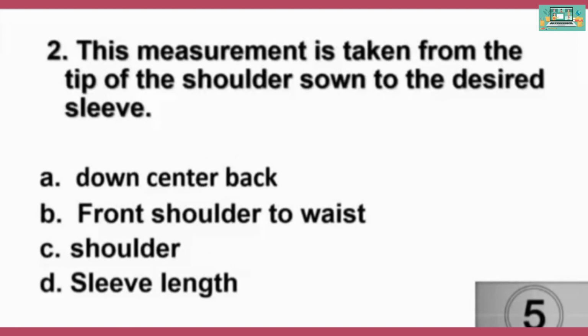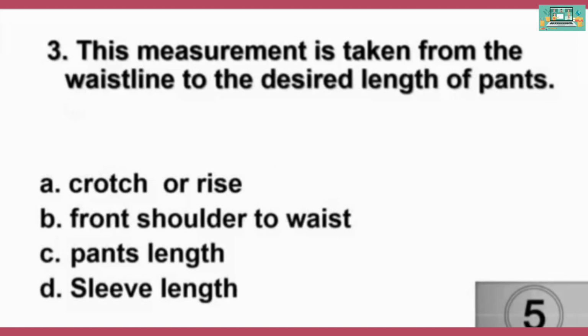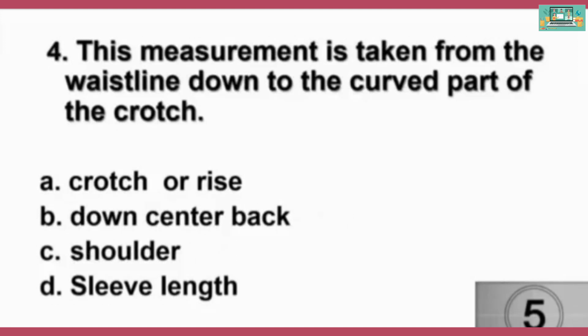Number 2. This measurement is taken from the tip of the shoulder down to the desired sleeve. Number 3. This measurement is taken from the waistline to the desired length of pants. Number 4. This measurement is taken from the waistline down to the curved part of the crotch.